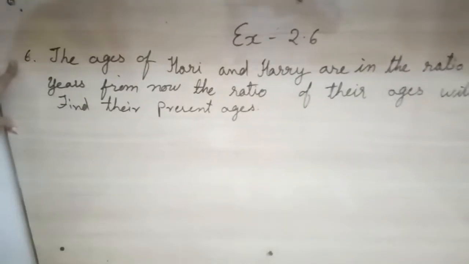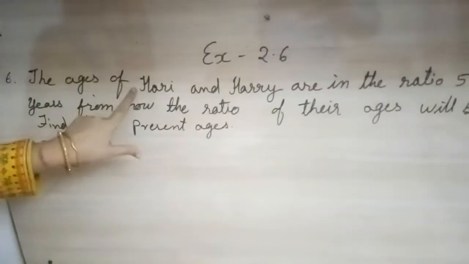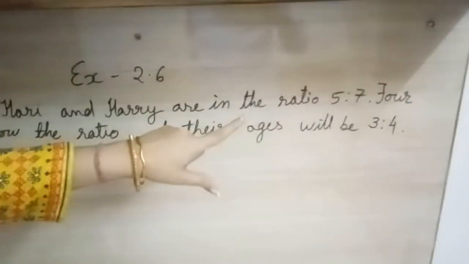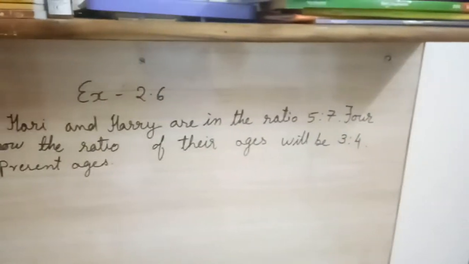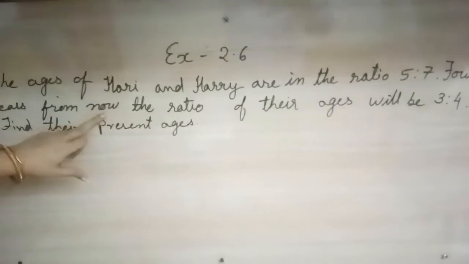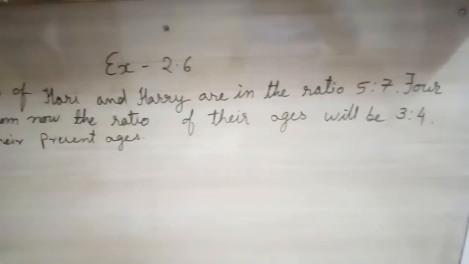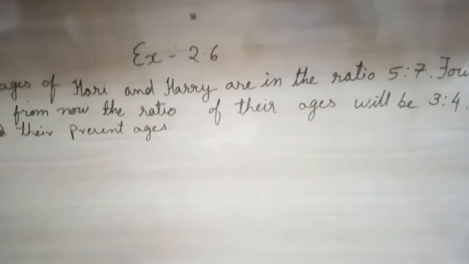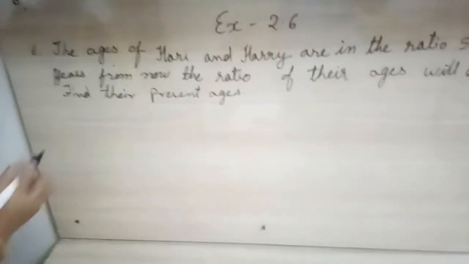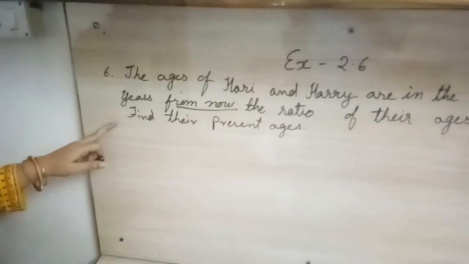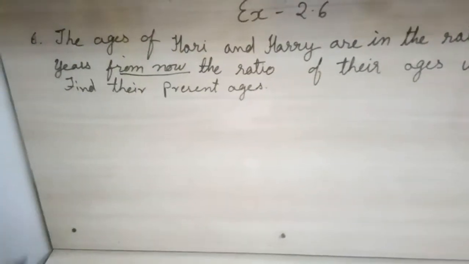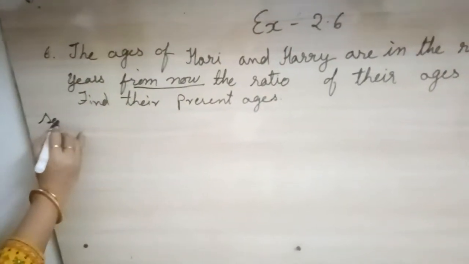The ages of Hari and Harry are in the ratio 5:7. 4 years from now, which means after 4 years, the ratio of their ages will be 3:4. Find their present ages. So we will write the solution.